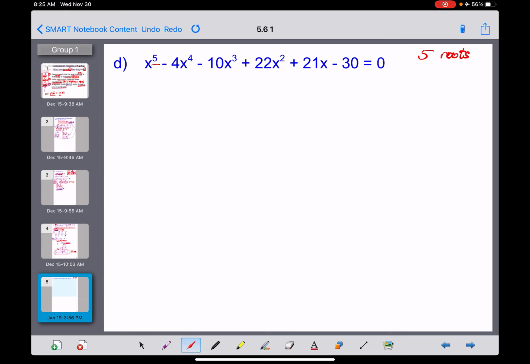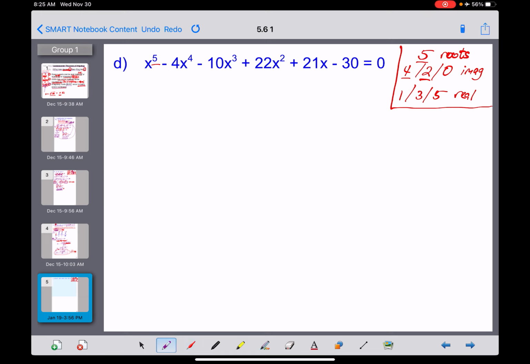There would have to be an even number less than or equal to 5. So 4 or 2 or 0 of those could be imaginary roots. And then just subtract. 5 minus 4 would give me 1. 5 minus 2 would give me 3. 5 minus 0 would give me 5 real roots. Okay, so I'm looking for a grand total of 5. There could be 4 or 2 or 0 of those 5 could be imaginary. 1 or 3 or 5 of them could be real.